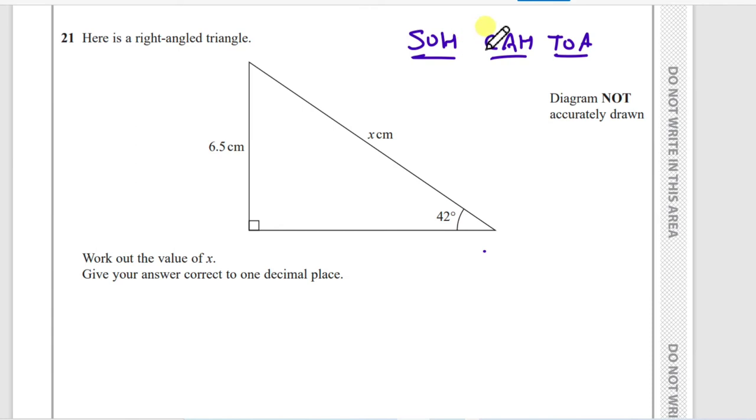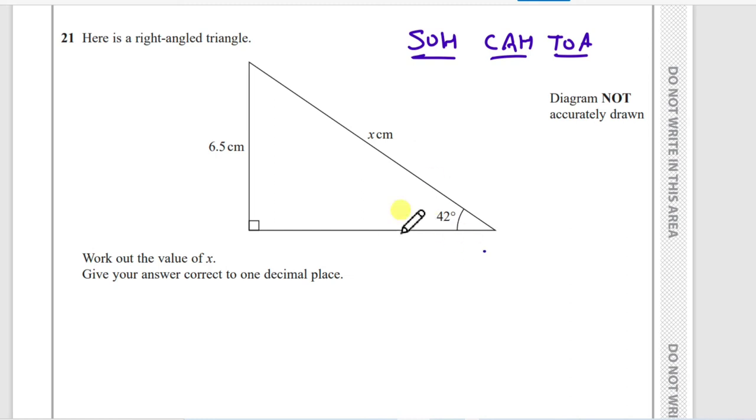SOHCAHTOA. S is for sine, C is for cos, and T is for tan. And the letters are opposite, hypotenuse, adjacent, hypotenuse, and opposite, adjacent. We're going to explain how it goes. Now, because you've got an angle involved and lengths, you have to use SOHCAHTOA. If there were no angles and they only wanted you to find lengths, you'd use Pythagoras.